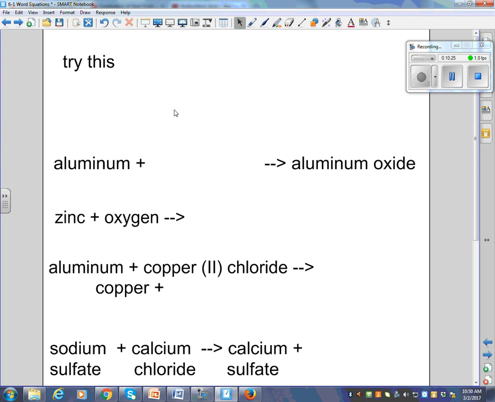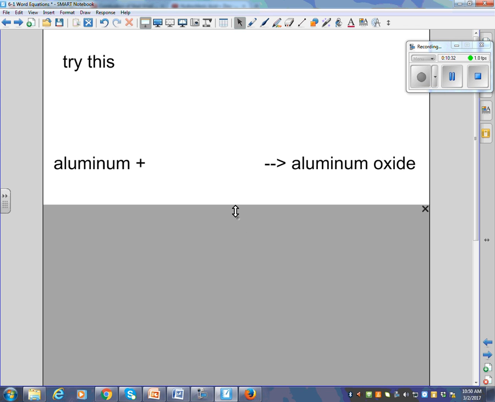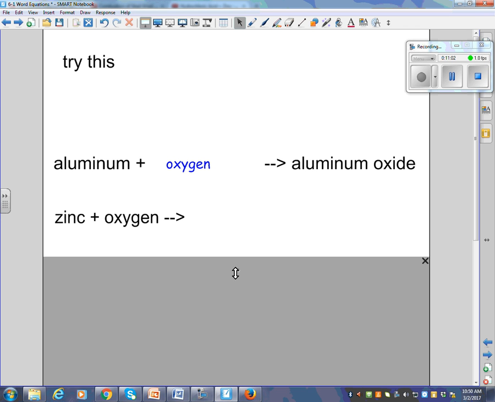Okay, here's one to try. So, aluminum, I don't know what you guys have on your sheet. Do you have a space? So, aluminum plus what would give you aluminum oxide? Oxygen. Bingo. Aluminum plus oxygen gives you aluminum oxide. Zinc plus oxygen. Now, these are single elements, right? So what are you going to get here, do you think?